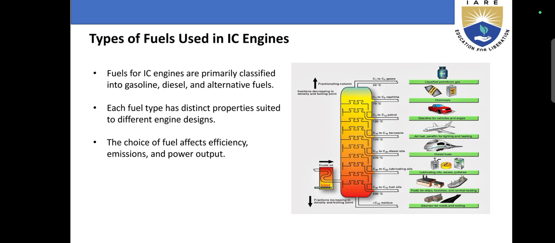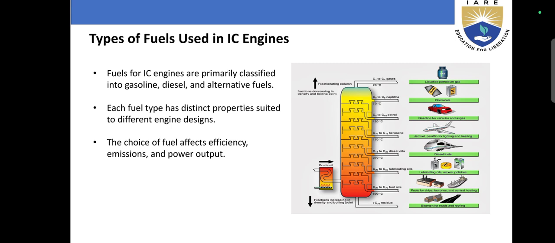Types of fuels used in IC engines. Fuels for IC engines are primarily classified into gasoline, diesel, and alternative fuels. Each fuel type has distinct properties suited to different engine designs. The choice of fuel affects efficiency, emissions, and power output.